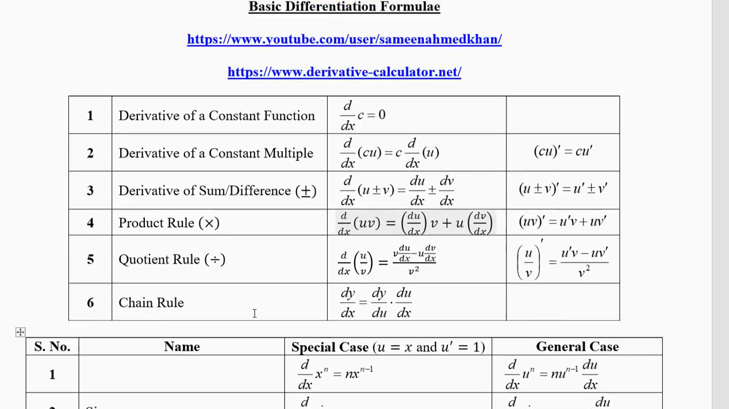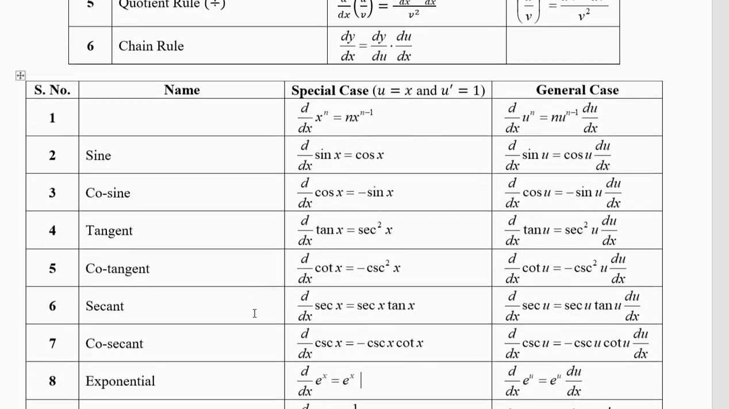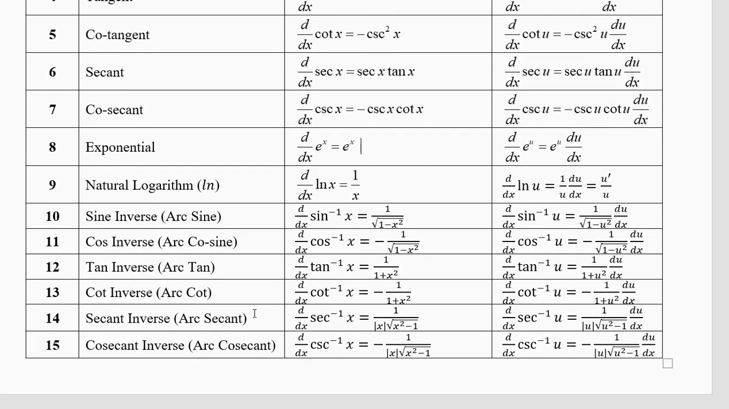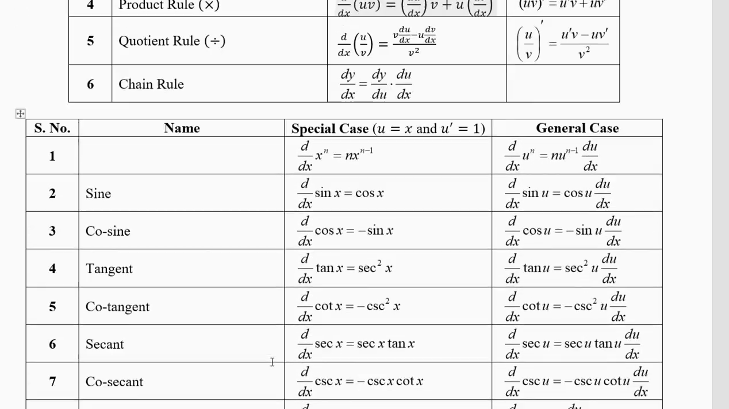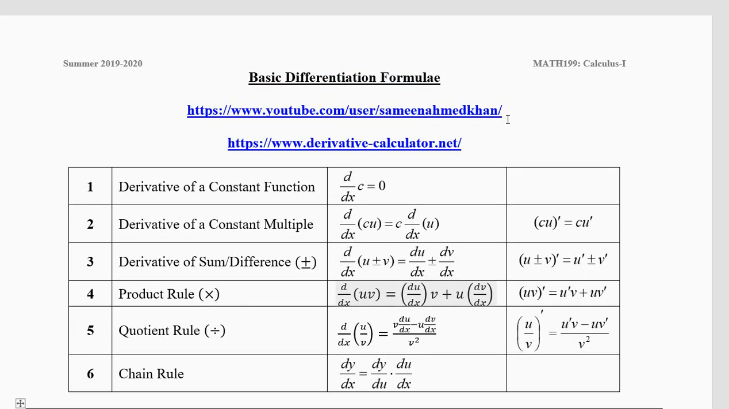All of you are young people, and if you have any difficulty, discuss with me in the class. And again, I'm telling you, go to my channel and go to this derivative calculator, play with this website. It will help you in many ways.